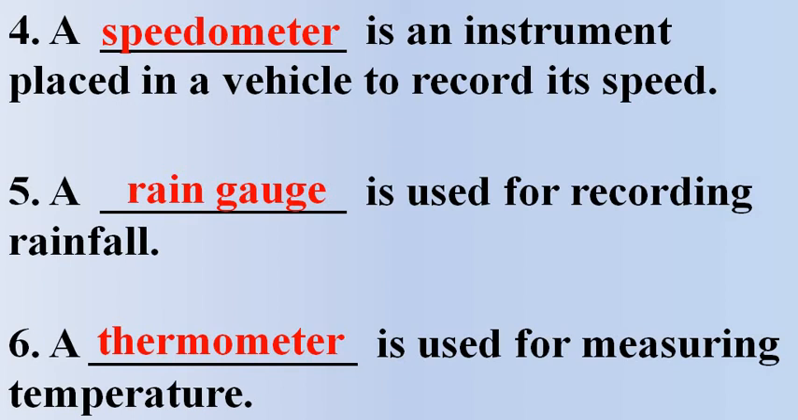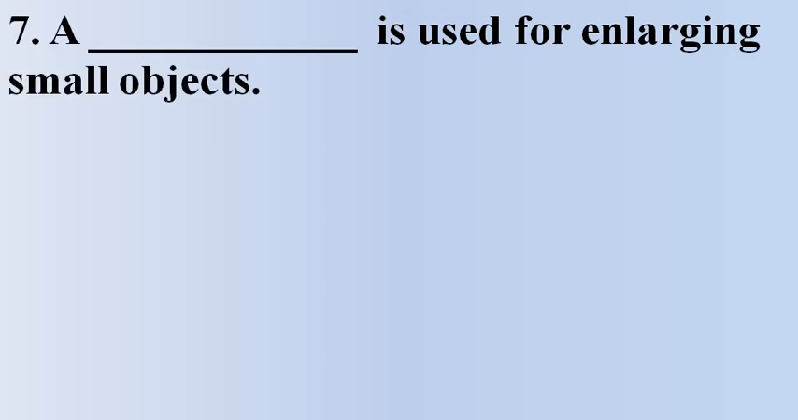Now let's move for the next blank. Number 7. A blank is used for enlarging small objects. Answer is microscope. Seventh answer is microscope. MICROSCOPE, microscope. A microscope is used for enlarging small objects.